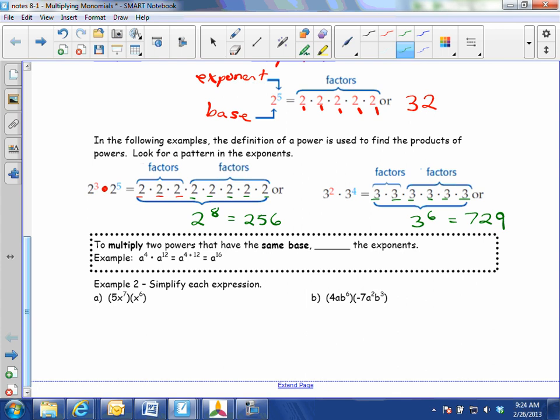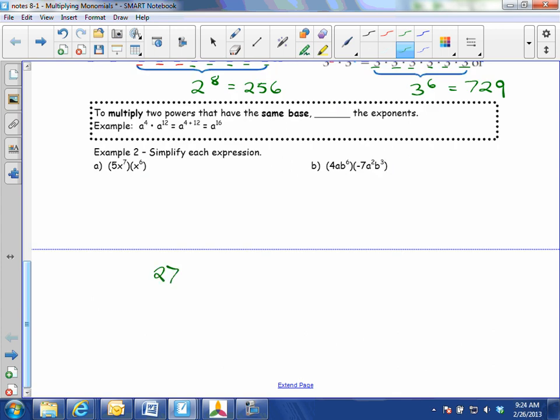Okay, so what's our pattern there? If I just make something up, like, 27 to the 12th. Why do you say that? Because, how do you find 12? You add the exponents, 8 plus 4 equals 12. Right, you add the exponents.